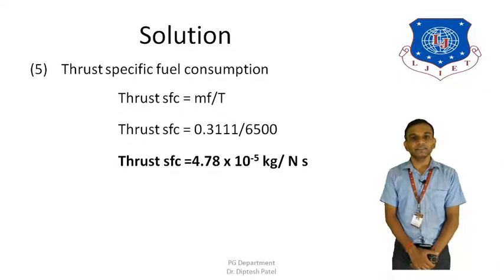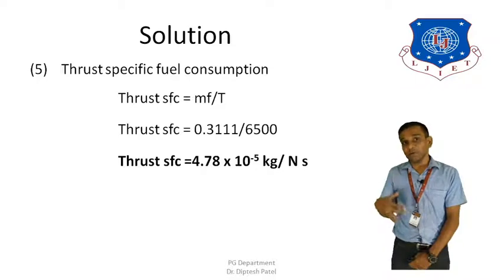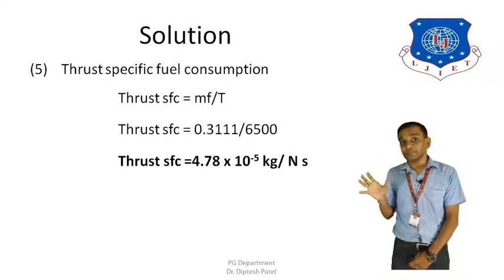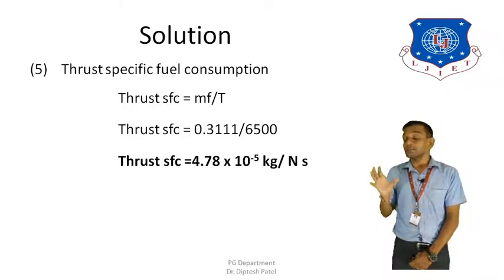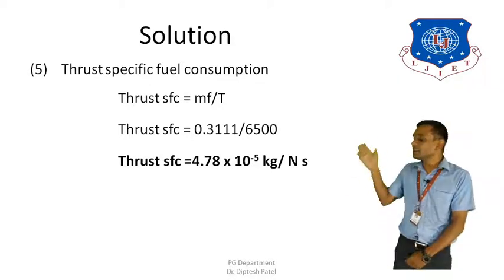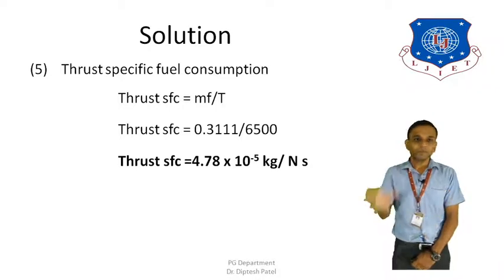and thrust SFC is equal to 4.78 into 10 raised to minus 5 kilogram per Newton second, means that amount of fuel required in kilogram per Newton thrust per second. So this is the specific fuel consumption per Newton thrust that we produce in the aircraft. So these are the fifth finding of our numericals. We have gone through all of the different findings.